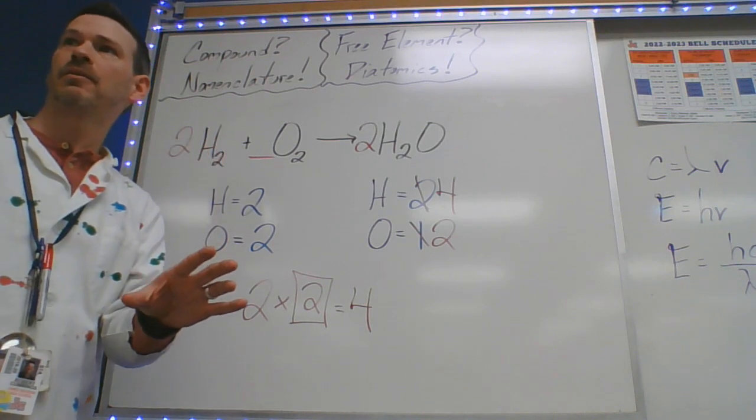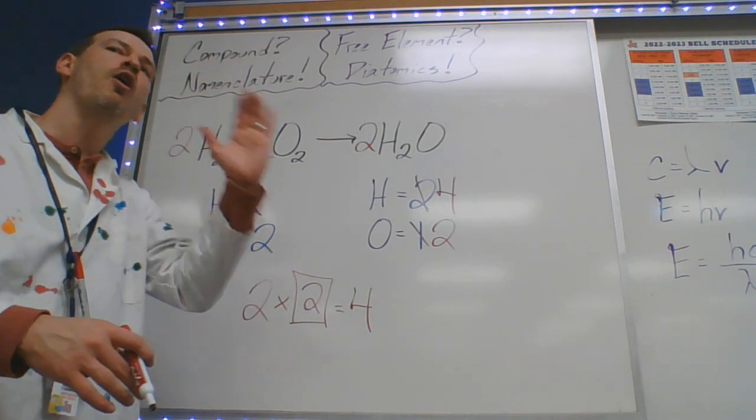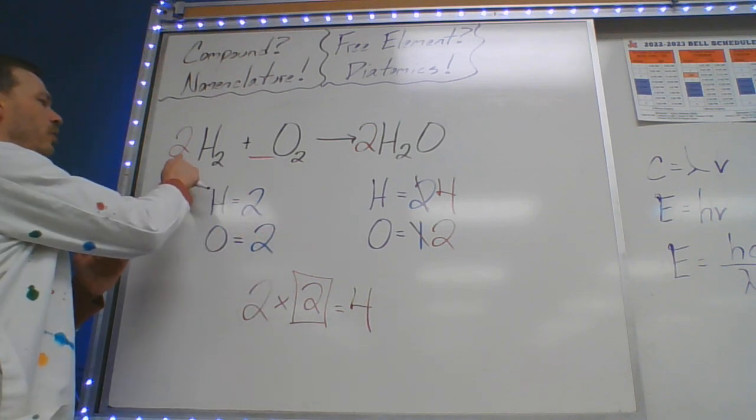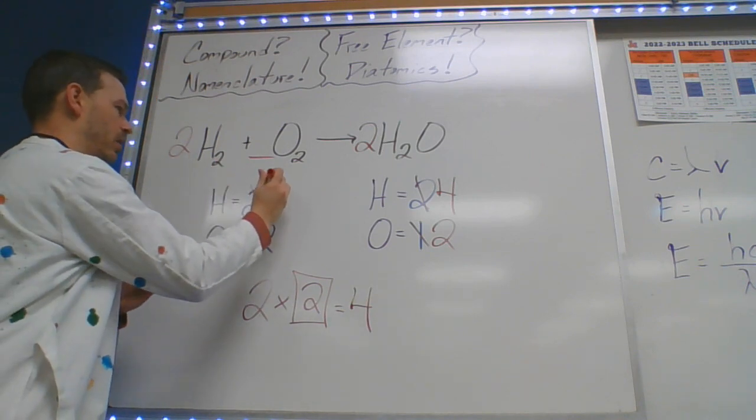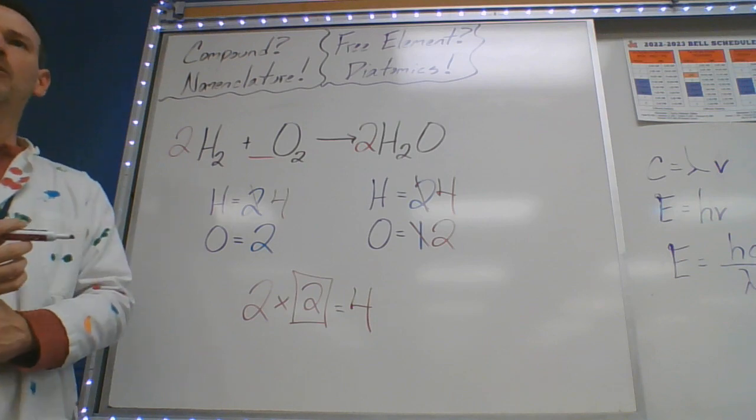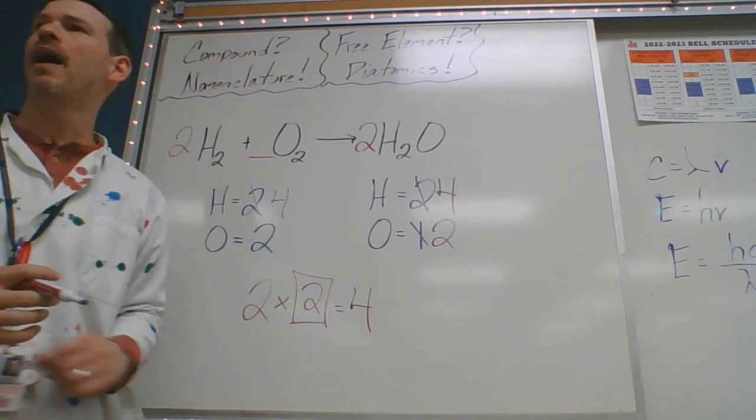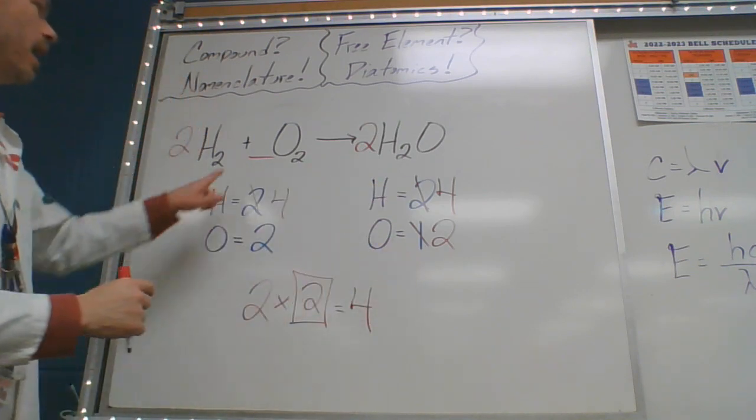Then alter the list. All right? Don't change the list till you've already added the coefficient. 2 times 2. And you see how my lists are beautiful now? 4 and 4 for the hydrogens, 2 and 2 for the oxygens.